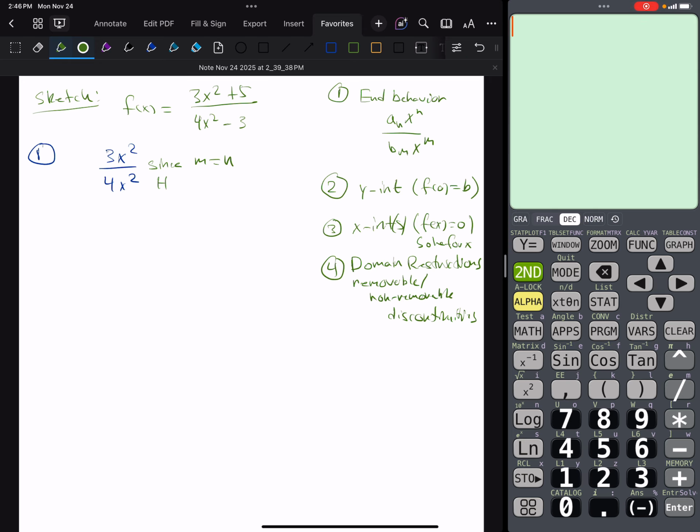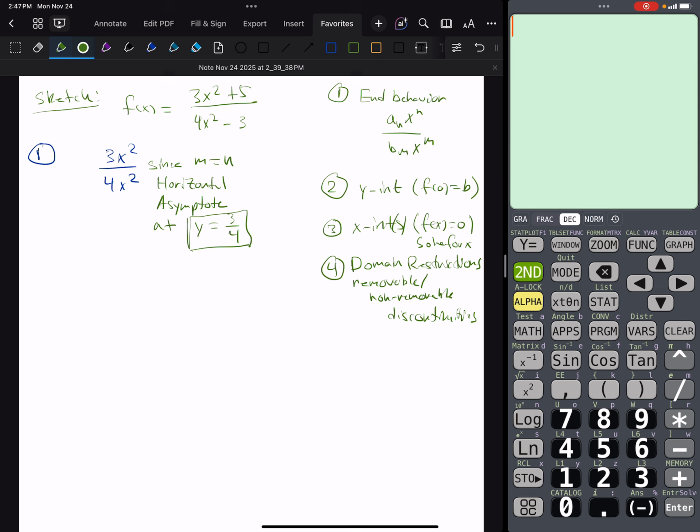Go ahead and write it out. It'll be the ratio of the leading terms, so it'll be as if the x squareds cancel. And so that'll be y equals 3/4. That's the first piece of information: not only do I not have unbounded growth, so my left and right end behavior are finite, but I know exactly what they approach. I know they approach a value of 3/4.